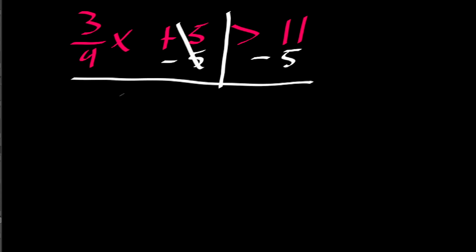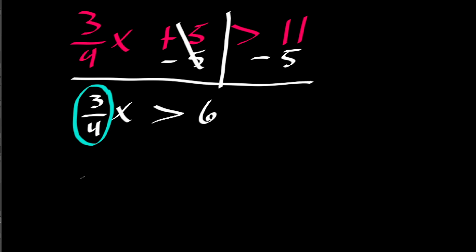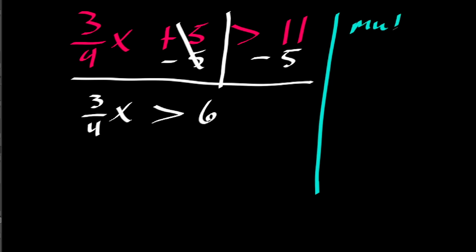Okay, then 3/4 x is left on the left, greater than, because we just subtracted, we didn't multiply or divide by a negative, 11 minus 5 is 6. Now, let's see if anybody remembers or if anybody knows, how can we get rid of 3/4? There's a couple different ways to do it, but there's one way that's really easy. Well, if you have a coefficient that's a fraction, you're going to multiply by the reciprocal.